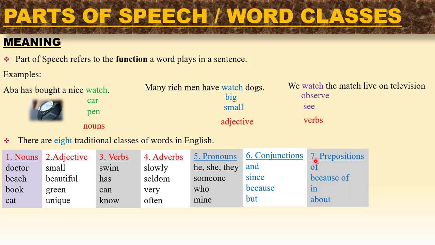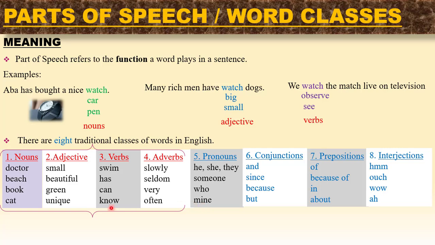The seventh word class will be prepositions. These words show relationship between a noun and another word in a sentence. We have of, because of, in, about. They are prepositions. And the last category of word classes is interjections. These are sentence fillers and they express emotions. Ouch, wow, ah. They are all interjections. So we have 8 word classes in English: nouns, adjectives, verbs, adverbs, pronouns, conjunctions, prepositions, and interjections.